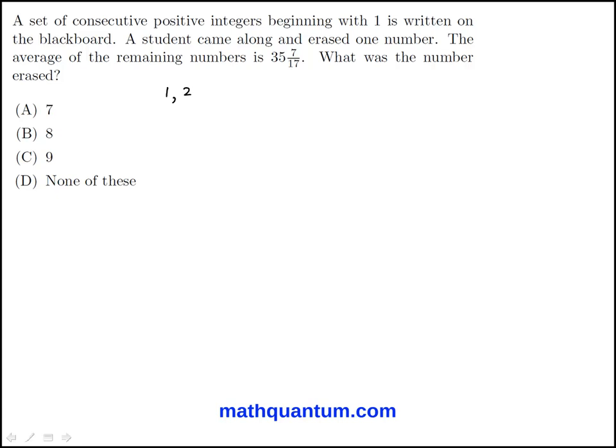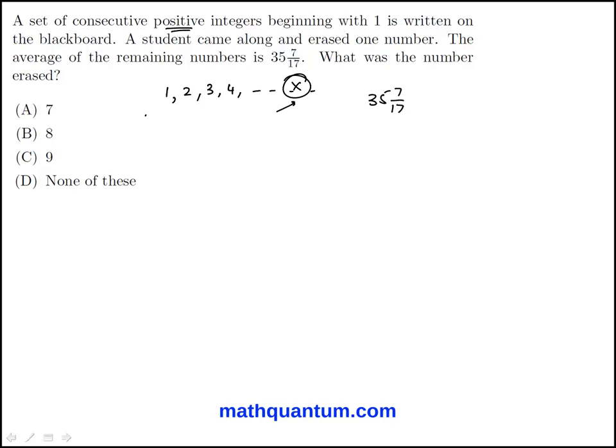So we're told that a set of consecutive positive integers, beginning with 1, are written on a blackboard. And then a student comes along and erases one of them. And we're told that the average of the remaining numbers is 35 7/17.